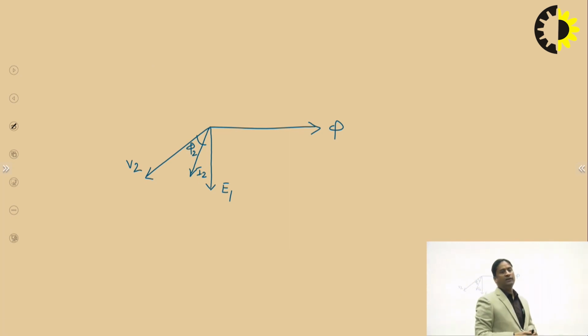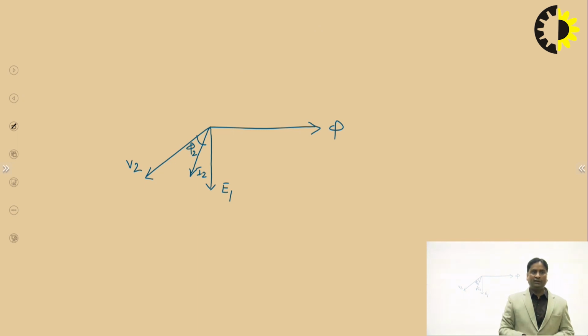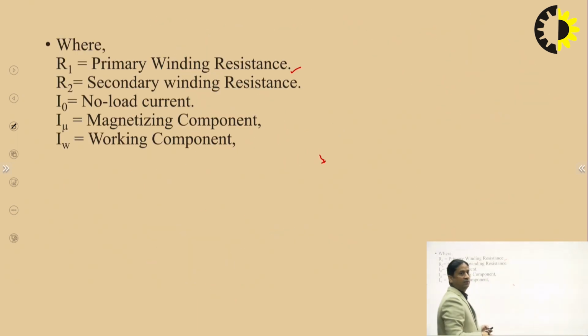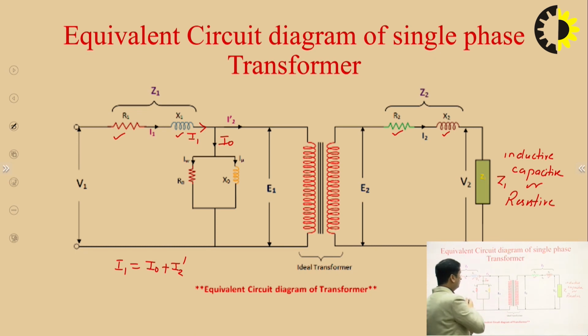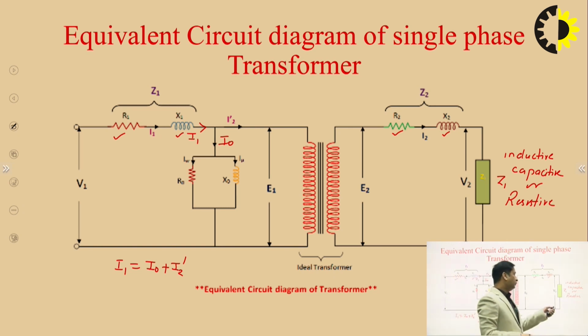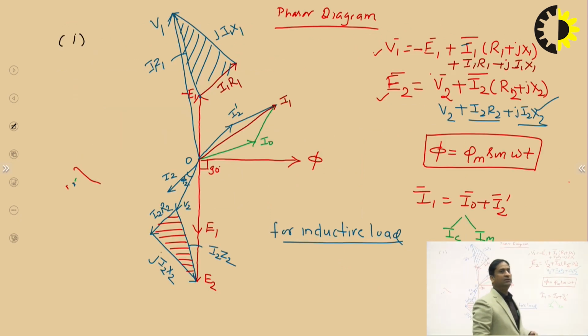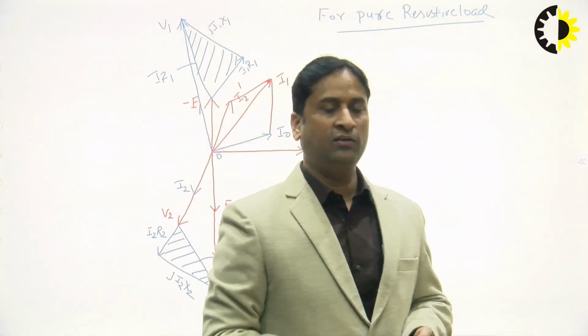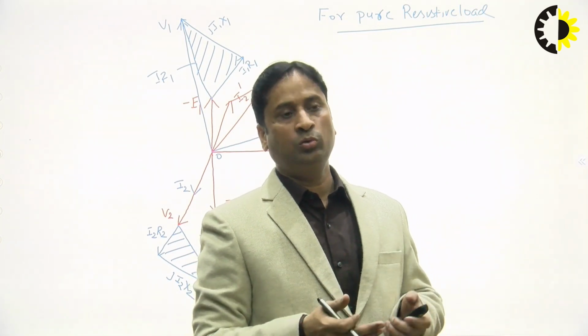So this is basically about the phasor diagram. If you start from the beginning, first of all we have to understand the equivalent circuit of the actual transformer. This is the equivalent circuit of the actual transformer, having primary resistance, secondary resistance and leakage reactance, which we have to consider, and the no load current is also there. Then depending upon the load, whether it is inductive, capacitive or resistive, we can draw the phasor diagram of the transformer. So these are some steps that you can follow to understand how to draw the phasor diagram.